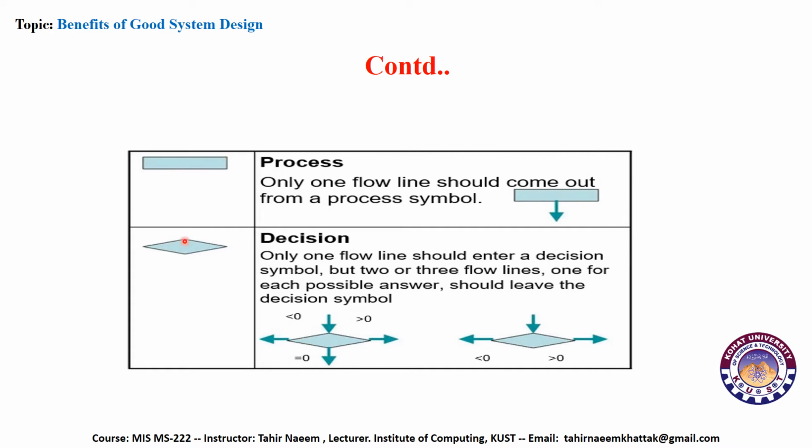Decision: whenever a decision is to be made, this symbol is used for the representation of a decision. Only one flow line should enter a decision symbol, but 2 or 3 flow lines, one for each possible answer, should leave the decision symbol.